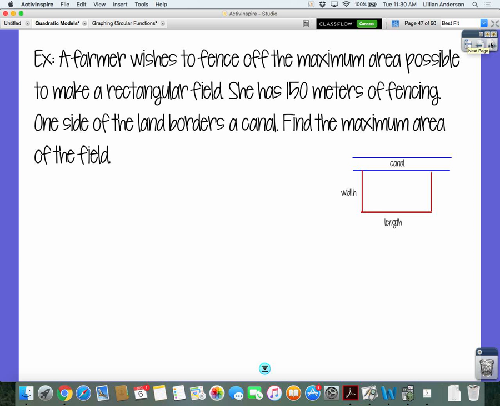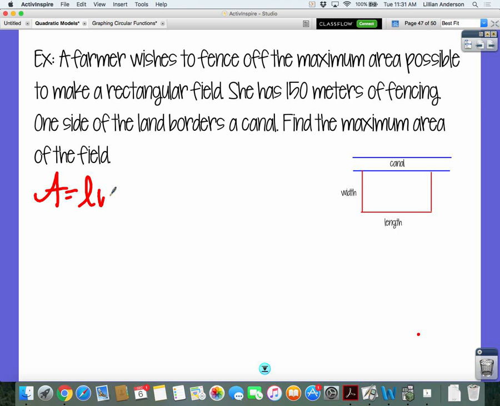So the first one, a farmer wishes to fence off a maximum area possible to make a rectangular field. She has 100 meters of fencing. One side of the land borders a canal. Find the maximum area of the field. So when you're looking at this particular situation, you have to ask yourself, what are you trying to find? Maximum area. And this area you're trying to find is the area for a shape of a what? A rectangle. So what is the equation for the area of a rectangle?